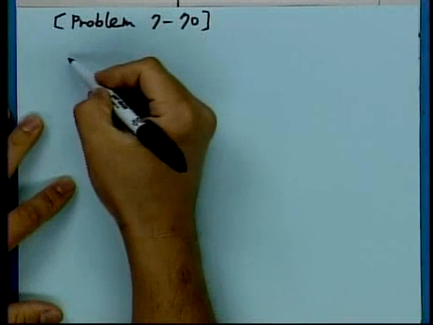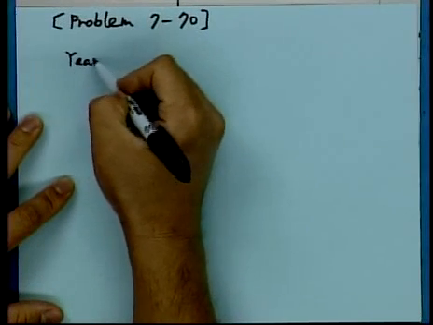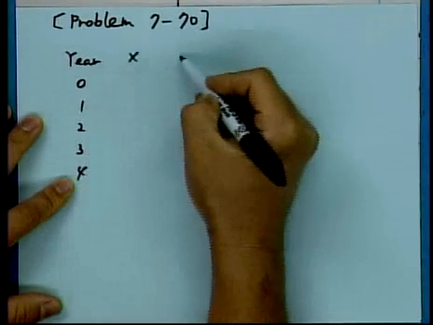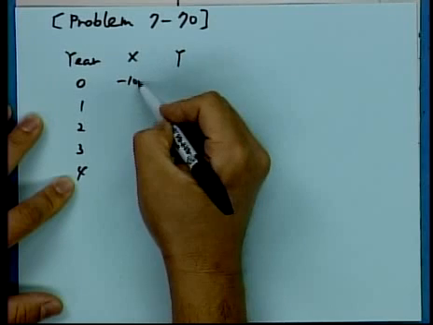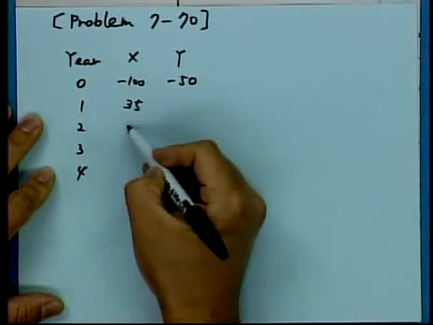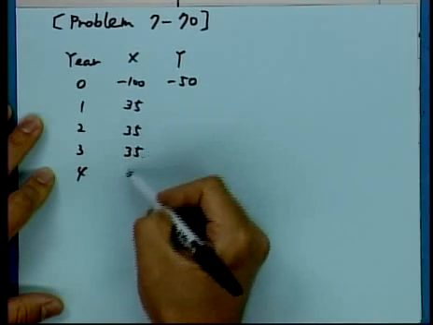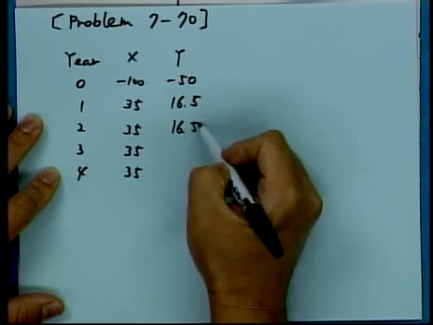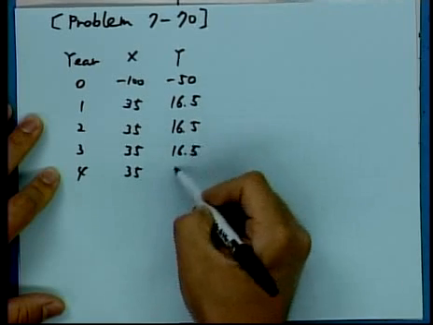So let me redraw the cash flow table. Periods 0, 1, 2, 3, 4. Alternatives X and Y. Negative 100, negative 50. 35 each, and 16.5 each for alternative Y.